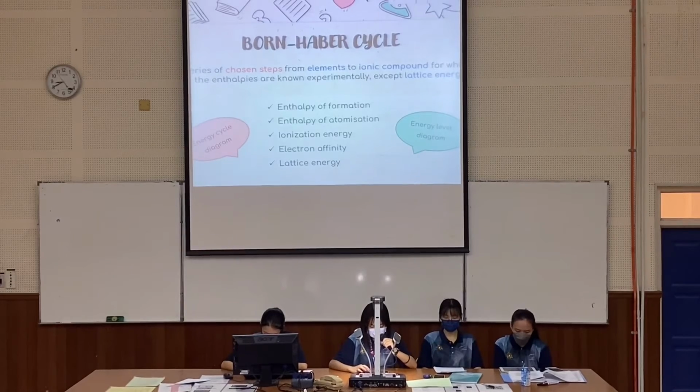Next, we have electron affinity. It happens at negative charge and it undergoes reduction. And the last one is lattice energy, from gaseous ion to solid. We have 2 methods to do it, which are the energy cycle diagram and the energy level diagram.